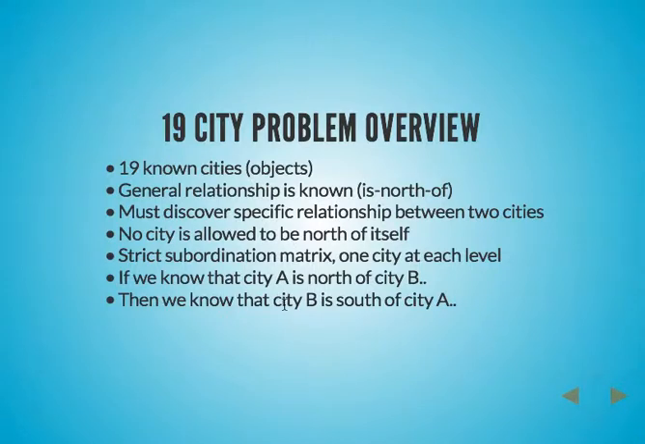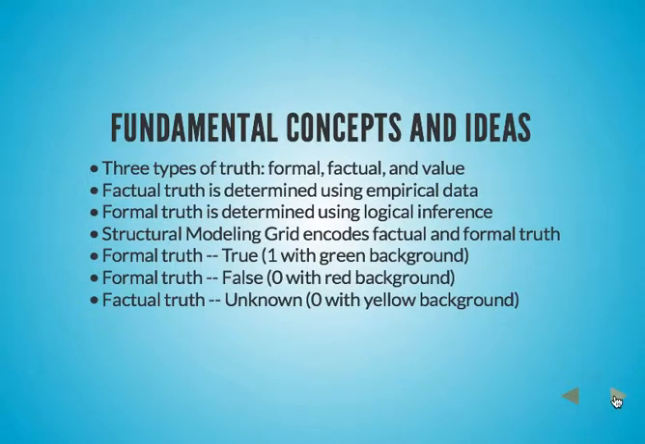So the green ones and the red zeros are the outcome from the empirical data we've collected. When we know that, we know it's either true or false. And then the blue ones are the outcomes from the inference. So we can infer more information from the data that we've already collected using the factual truth. So we're using formal truth and factual truth in this case.